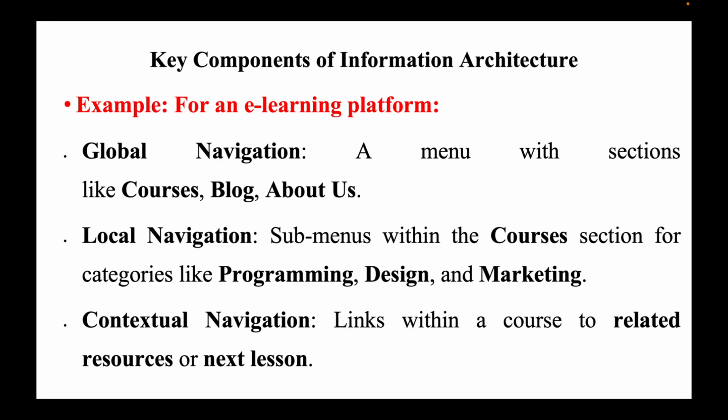Example, for an e-learning platform, global navigation, a menu with sections like courses, blog, about us. For local navigation, submenus within the courses section for categories like programming, design, and marketing. Contextual navigation, links within a course to related resources or next lesson.